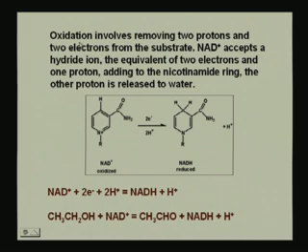So, basically what happens is the oxidation involves removing 2 protons and 2 electrons from the substrate. NAD plus, so what is your substrate is going to the product where you are removing 2 protons and 2 electrons from the substrate, and where is this going? This is going to NAD plus to form NADH, right. NAD plus is taking up these 2 protons and 2 electrons. It accepts a hydride ion, that is the equivalent of 2 electrons and a proton. It adds this to the nicotinamide ring, and the additional proton is released to water.